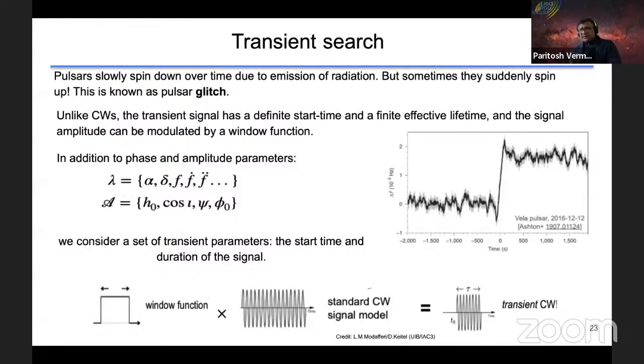To study these signals, we multiply a continuous wave signal, which is there for a longer time, by a window function. You can see a square wave in the bottommost figure, and the result we get is the transient continuous wave signal. It has a specific start time t0, and the duration of the lifetime is tau. And next slide, please.